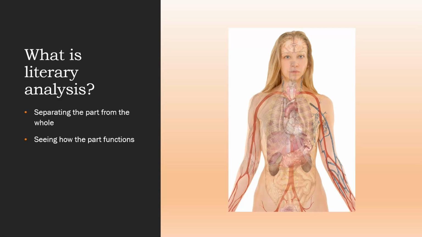Once you have identified the part of the work of literature that you are going to analyze, once you have isolated that from the whole so that you can focus your attention not necessarily only on that element, but especially on that element in a way that illuminates the whole, the next step is to see how that particular part, that element, functions within the whole of the work of literature.